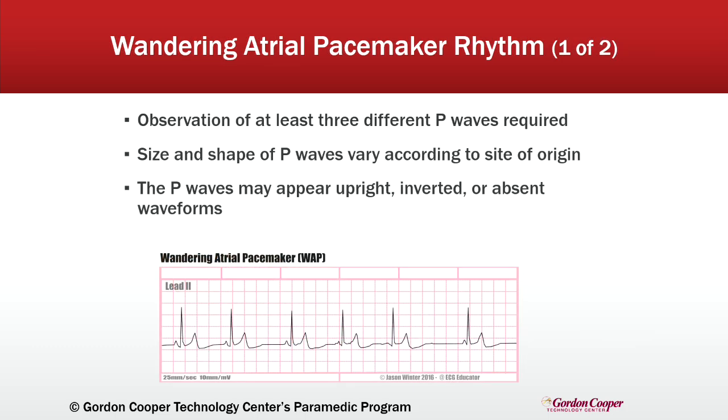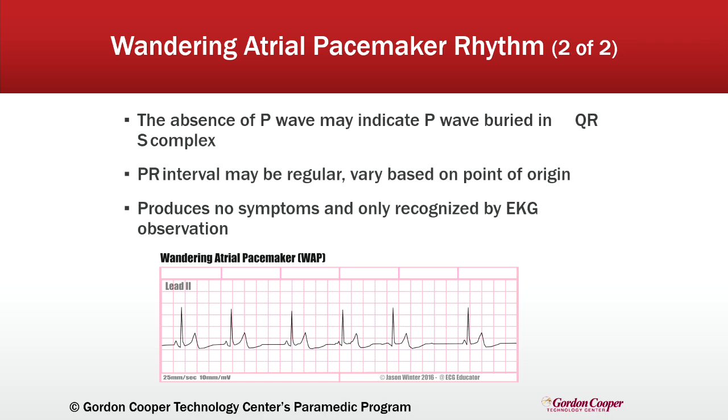So in these rhythms, it's important to remember we've got to observe at least 3 different P waves. That's because as the pacemaker sites wander, the size and the shape, or the morphology, of the P waves will vary depending on where the impulse is originating from within the heart. So the P waves can look different in several ways. They may appear upright or inverted, or in some cases you might even see absent waveforms. This variation happens because the electrical impulses are coming from different areas of the atria or even the AV node. So each wave is shaped differently as it travels through the heart's conduction system.